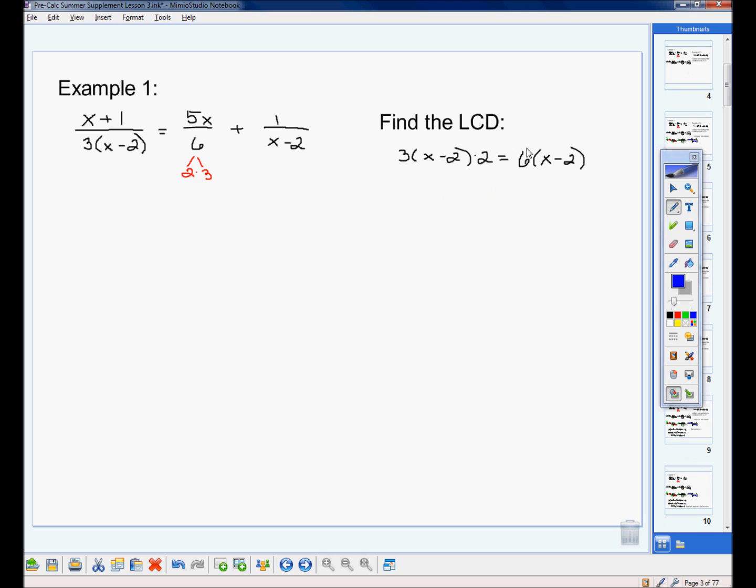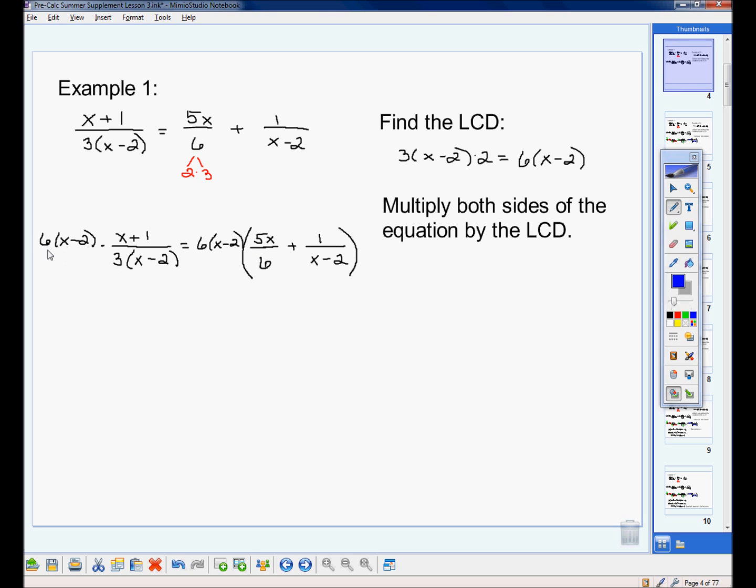Let me say that again. Once you've found that least common denominator, you're going to multiply it times both sides of the equation. The reason you will do that is that when you begin to cancel out, you will find that all of the fractions will disappear, and you'll be left with something that you are more comfortable with solving. So let's see what happens.